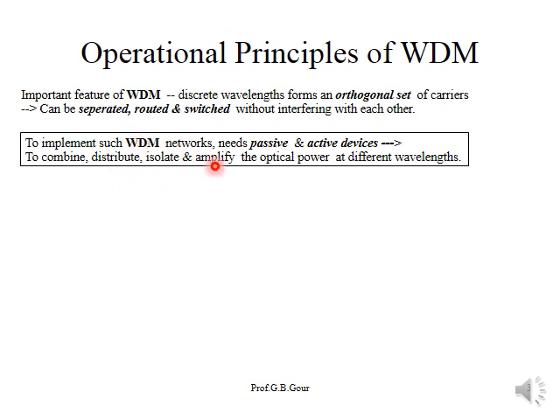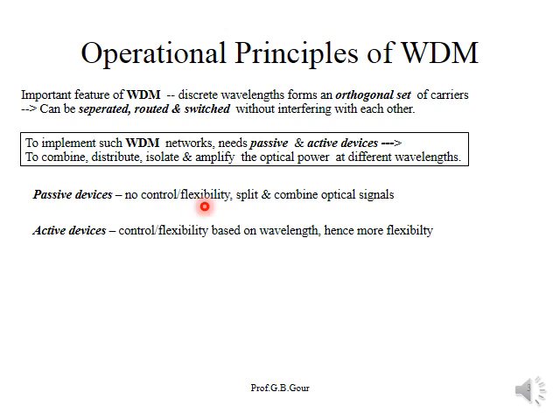Then isolation and amplifiers are required. We need to isolate the wavelengths without overlapping between them, and amplifiers are required all the way from transmitter to receiver. To support these functions, combine, distribute, isolate, and amplify, we need two important kinds of devices. The passive devices help us in combining or distributing, like circulators or isolators, which do not require any external power supply. Therefore we do not have flexibility or control over the operation of such passive devices, but we can use them for such functions.